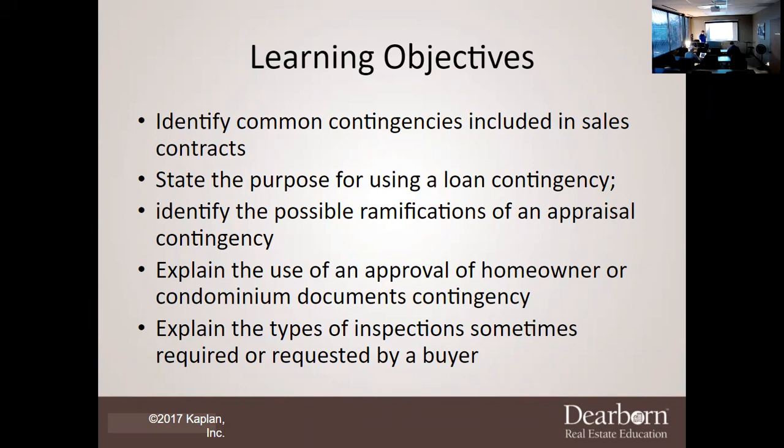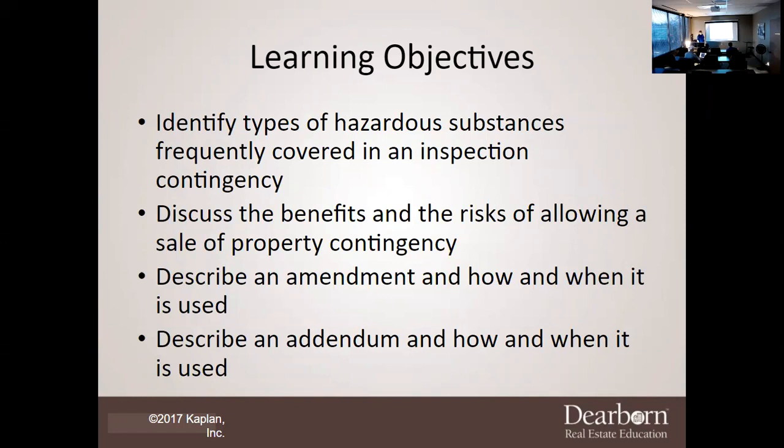We're also going to identify the possible ramifications of an appraisal contingency. Further, we'll explain the use of an approval of homeowner or condominium document contingency. We'll explain the types of inspections sometimes required or requested by a buyer. We're also going to identify the types of hazardous substances frequently covered within an inspection.